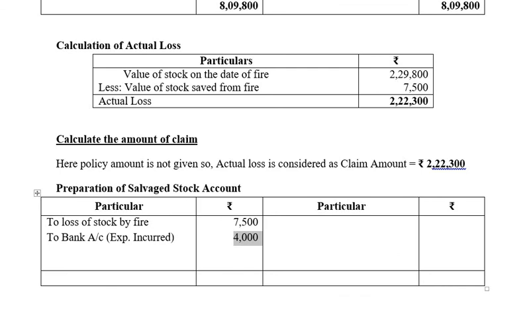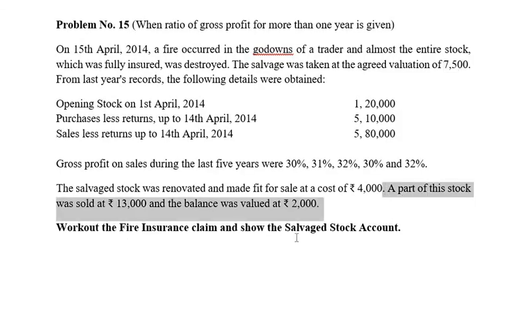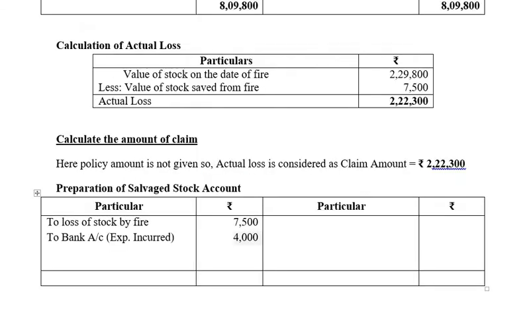So 4,000 is there. Next, a part of the stock was sold at rupees 13,000. If it is sold, that should be considered as sales, in the bank account bracket. How much did they sell for? They sold for rupees 13,000.